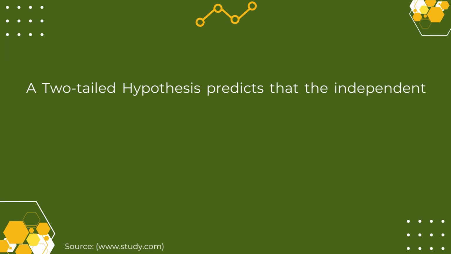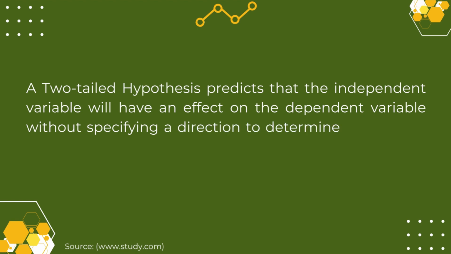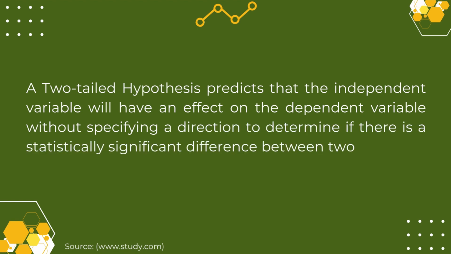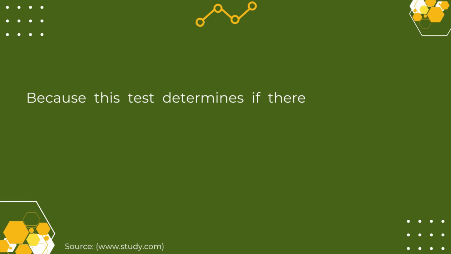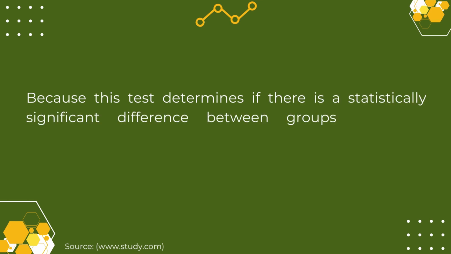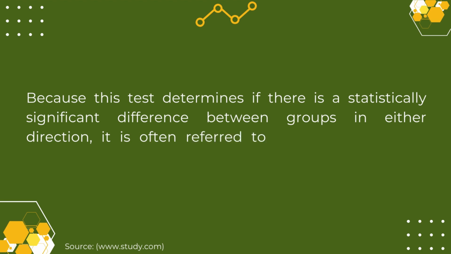A two-tailed hypothesis predicts that the independent variable will have an effect on the dependent variable without specifying the direction, to determine if there is a statistically significant difference between the two groups in either direction. It means in the case of the two-tailed hypothesis, the researcher is not very sure about the direction of the outcome, and hence he or she is of the opinion that the results may go in either direction. And because this test determines if there is a statistically significant difference between the two groups in either direction, it is often referred to as a non-directional hypothesis.